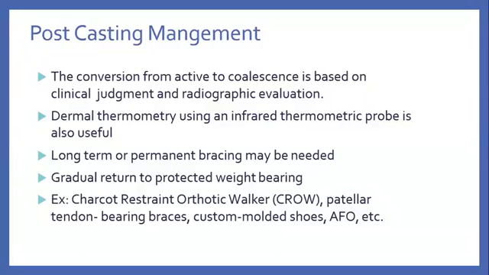After you are done using the cast, conversion from active to coalescence is based on clinical judgment and radiographic evaluation. So you have to take serial x-rays of these patients when they come into your office, and once you see that they're now in the coalescence stage on the radiograph, you can take them out of the cast. You also need to use the dermal thermometry to determine the temperature difference, and if the affected limb is now within 2 degrees of the other side, you can consider transitioning out of the cast as well.